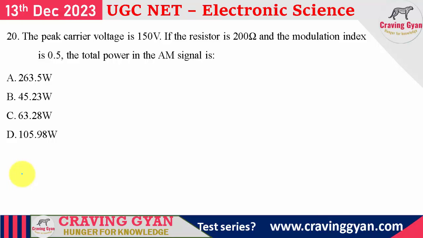One minute of job. In the 20th question, what they have specified is the peak carrier voltage is 150 volts. They have specified VC, the carrier voltage, to be 150 volts. If the resistor R is 200 ohms and the modulation index mu is 0.5, what is the total power in the case of AM? See, the total power in the case of AM is PT, which equals PC into 1 plus mu square divided by 2 for sinusoidal, right?